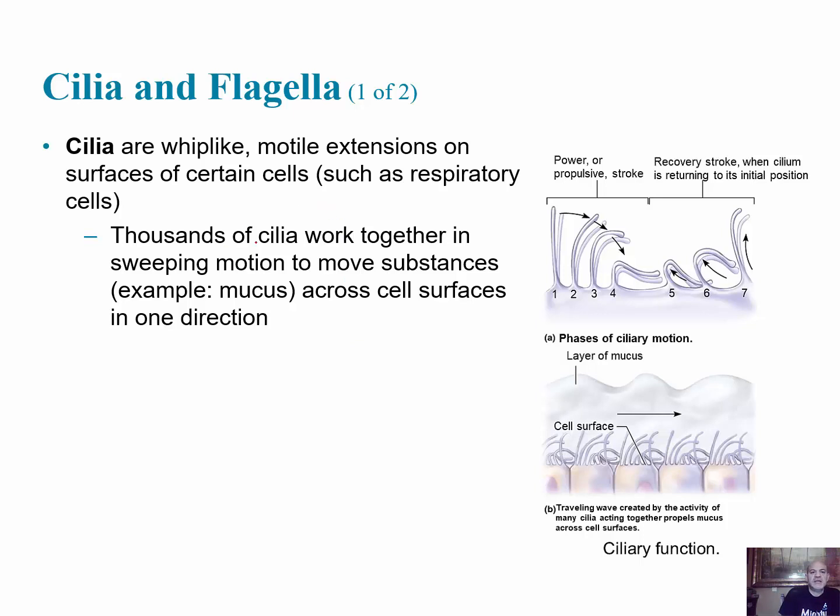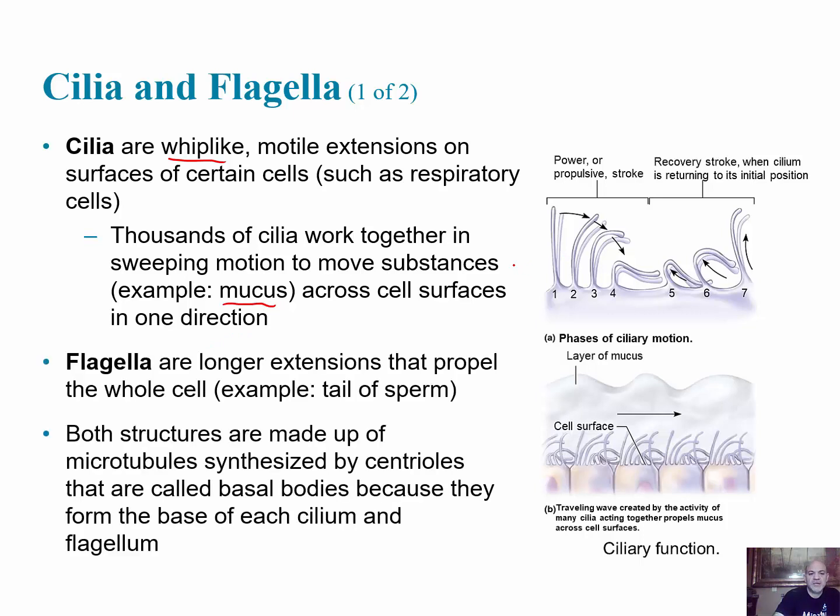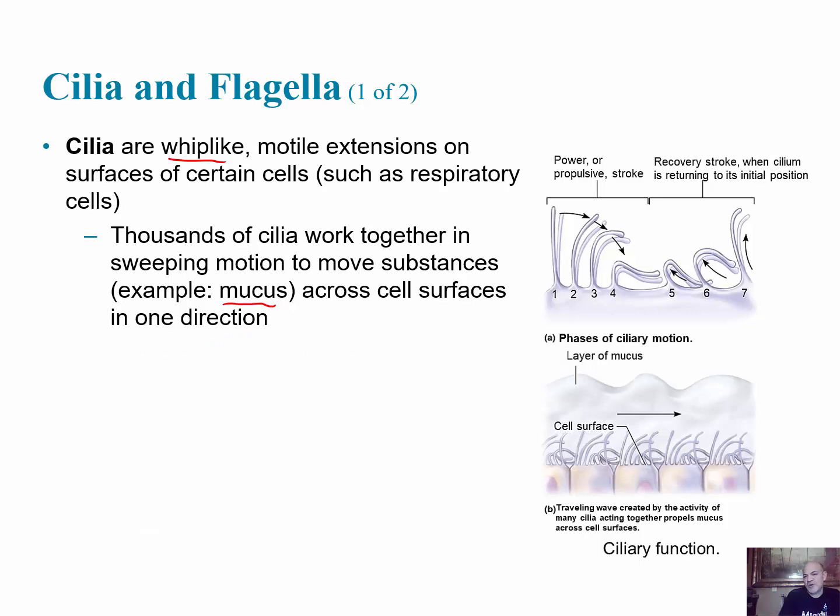So looking at cilia first, these are going to be whip-like motile extensions on the surface of certain cell types, such as cells that line the respiratory tract, like your trachea. These thousands of cilia are going to work together in a sweeping motion, and they can move substances like mucus across the surface in one direction. You can see that I've provided an illustration here showing the cilia on the surface, and overall this is modeling how cilia might move. They move because of the proteins in there, and they have the power stroke and then the recovery stroke.